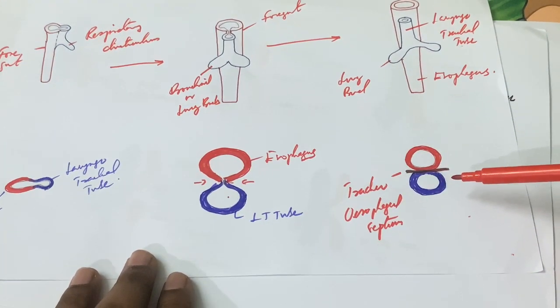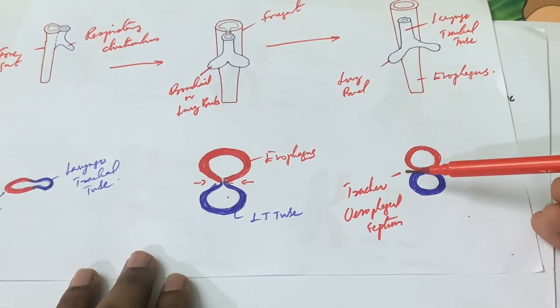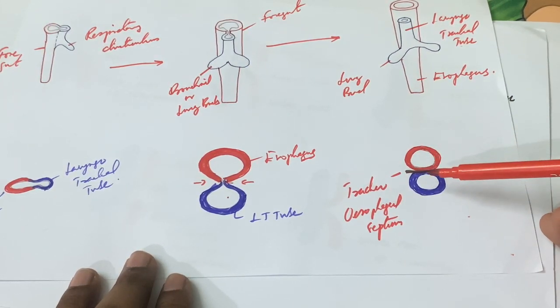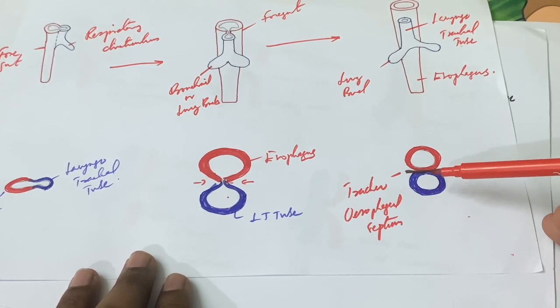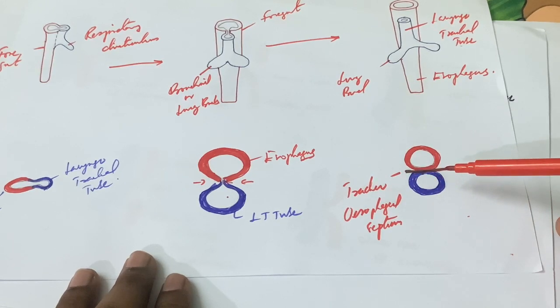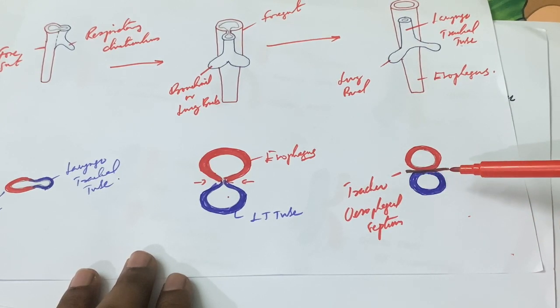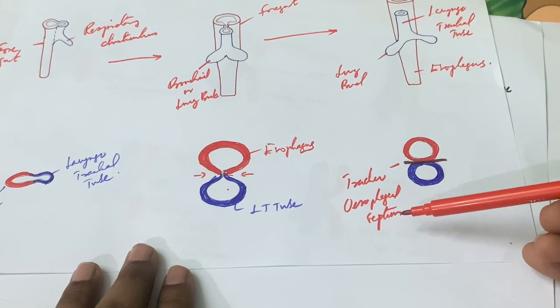Now in this section you can see very clearly a clear demarcation between the esophagus and the trachea. This black line is the tracheoesophageal septum. How is the septum formed?